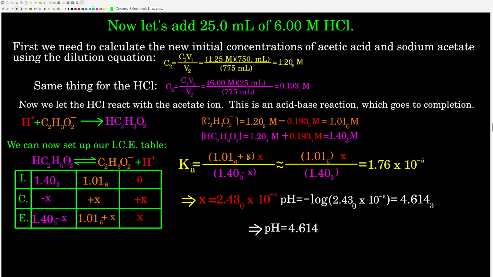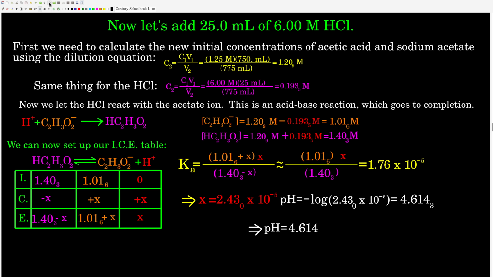Once more, if we neglect x compared to 1.016, it's certainly a lot less than 1.403, which is bigger than 1.016. So we neglect x, and we get x is equal to 2.43 times 10 to the minus 5th, which, yes, was definitely a lot less than 5% of either of these numbers, so it's a good assumption. So now that we know x, we know our hydrogen ion concentration. pH is the negative log base 10 of the hydrogen ion concentration, 4.614.